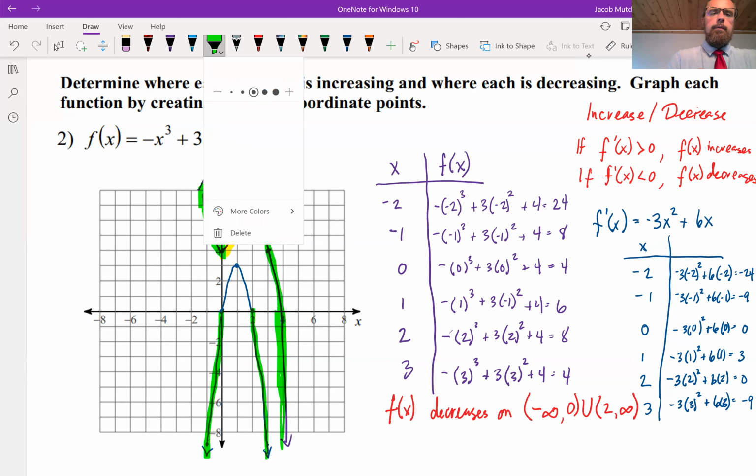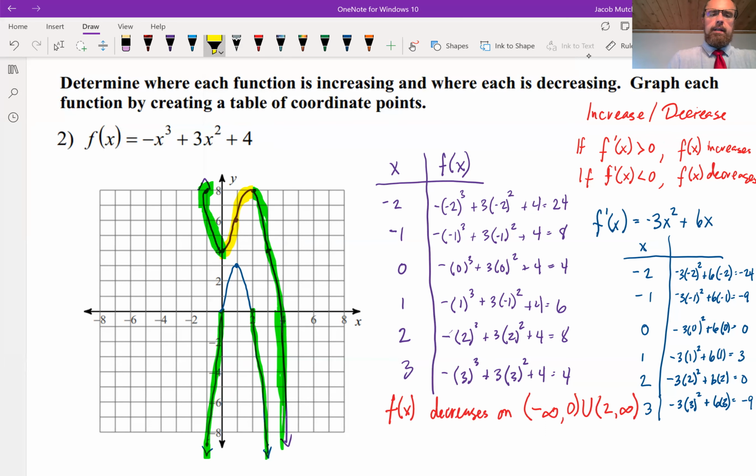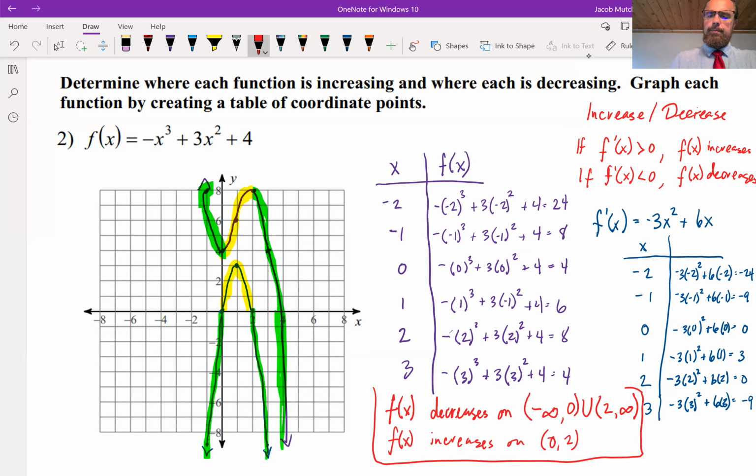And then similarly, we can find the place where the derivative has a y value greater than 0, so above the x-axis, and that's that interval from 0 to 2. And again, it matches what we saw with our graph. So we'll just finalize our increase statement. f of x increases on the interval from 0 to 2. I'll box that. That ultimately is our answer.